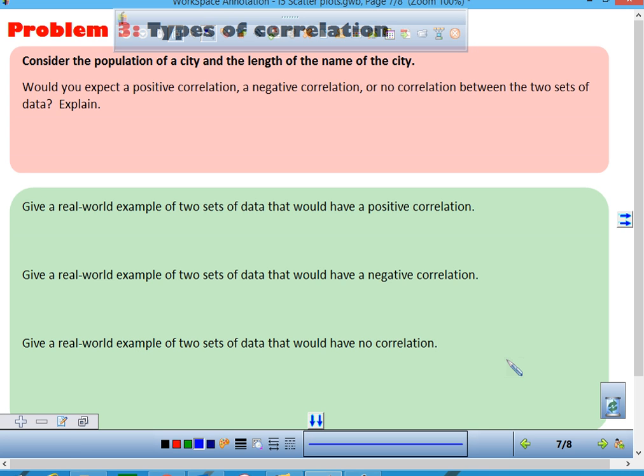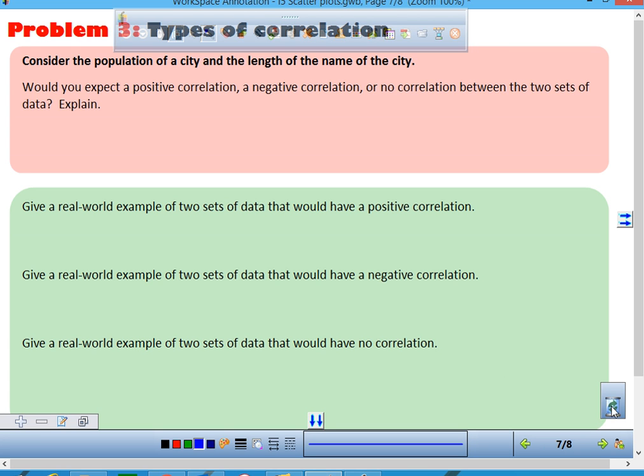Very good. How about no correlation? How many people eat pizza and how many people eat hot dogs? Okay? They probably have no correlation to each other. How many people like math and how many people like gym? Okay?